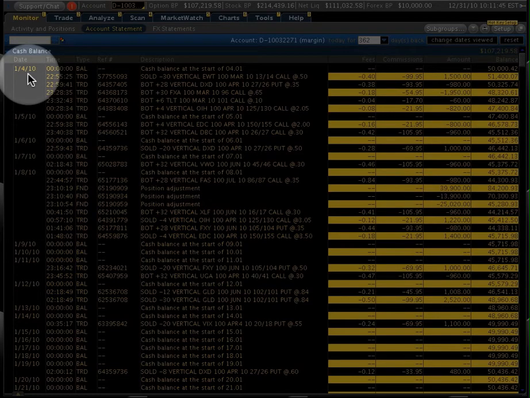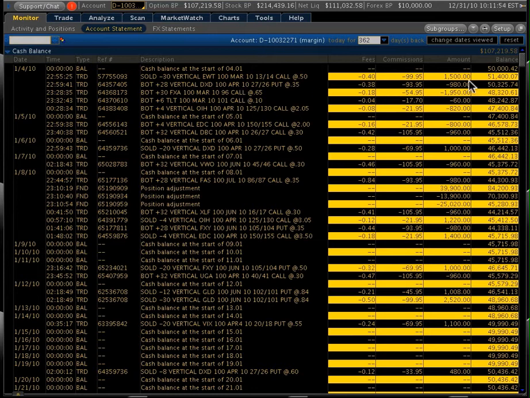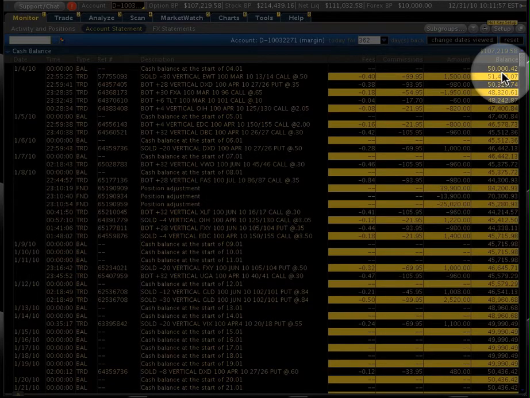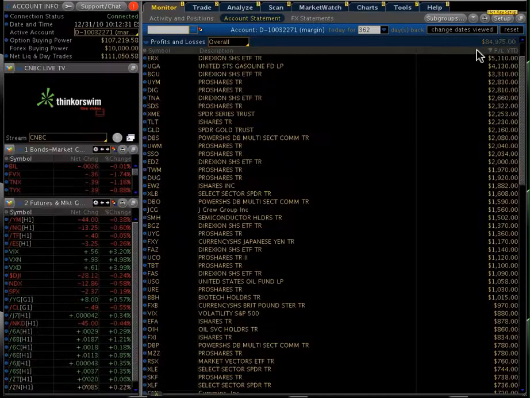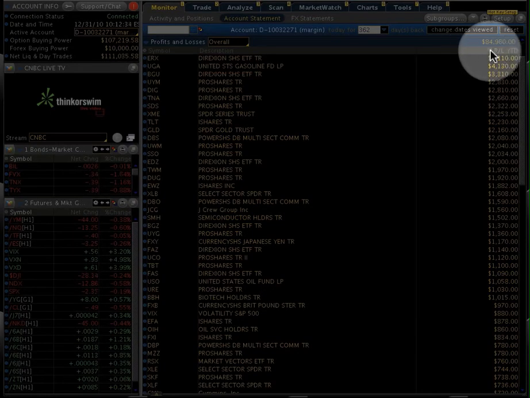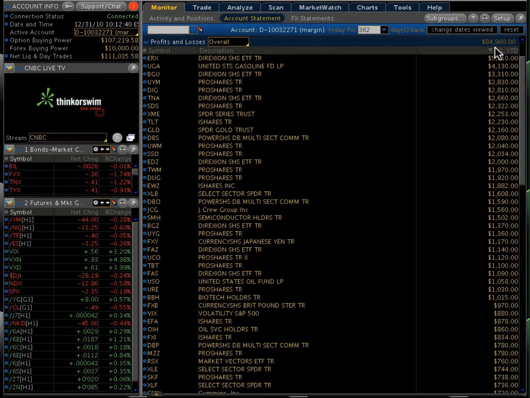The cash balance at the start of the trading year, 04 January 2010, was 50,000. If you take the profit of 84,900, I'll just use a round number, divided by the start of your cash balance of 50,000, you get a gain for the entire portfolio of about 70%.